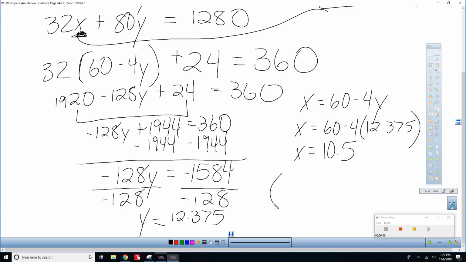So these are going to intersect at 10.5, comma 12.375. Notice, I don't think we could have found that point on a graph. So we had to use algebra to do that. Okay? Let's give it another crack.